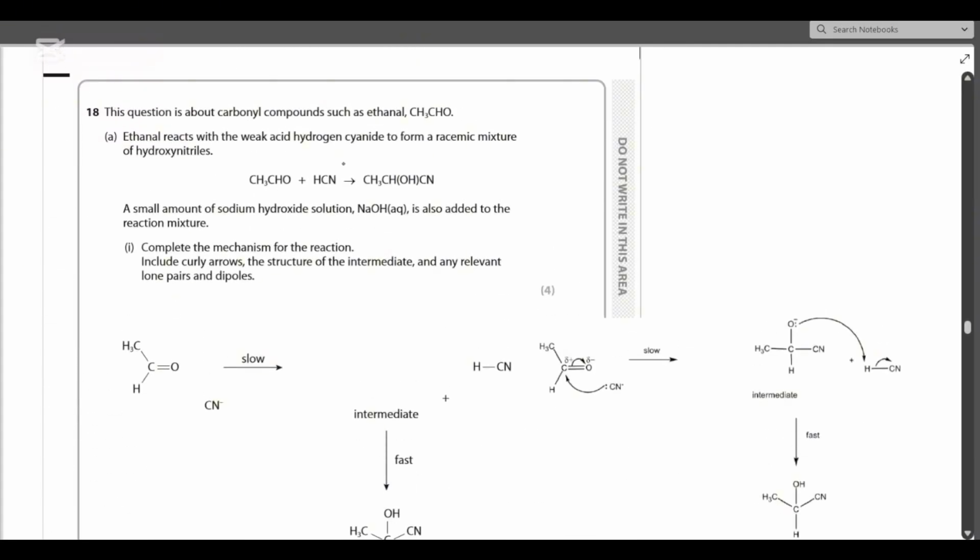Moving on, we have this question about carbonyl compounds, ethanal. Now, ethanal reacts with hydrogen cyanide to form a racemic mixture of hydroxynitriles. We can see that very clearly right here. They told you a small amount of sodium hydroxide solution is also added to the reaction mixture. They ask us to complete the mechanism for this reaction.